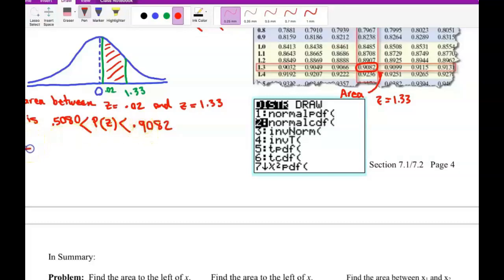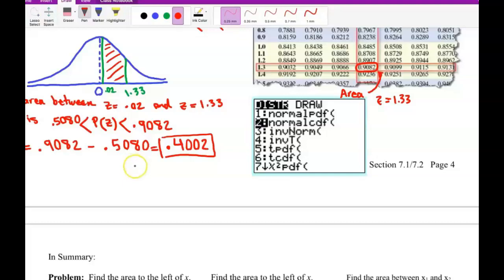Okay, so now finding the difference, I need to subtract. So this one minus 0.5080. Okay, so subtract, the answer is 0.4002. So I got the answer without using calculator for this part. I want you to learn how to find the answer without using calculator.